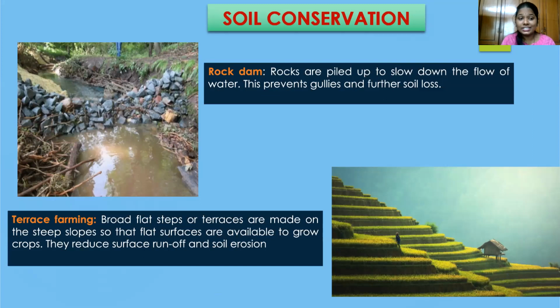Then we have terrace farming. Terrace farming is like cutting the slope in a flat way, in which we will be able to cultivate the crop that is favorable for that region, and also protect the soil in both ways: by cutting the slope, and by cultivating the crop, which holds the soil with its roots.